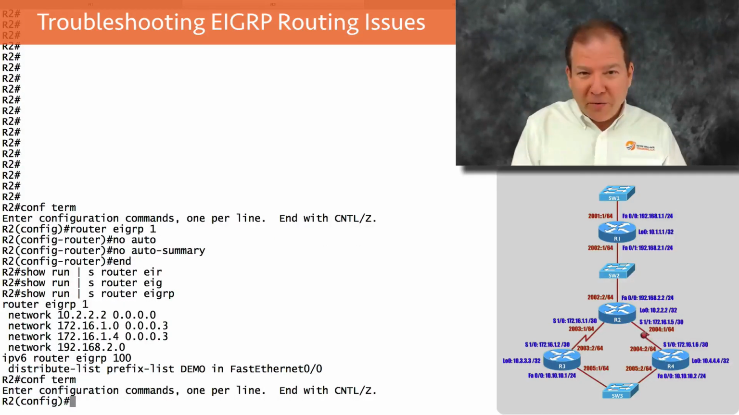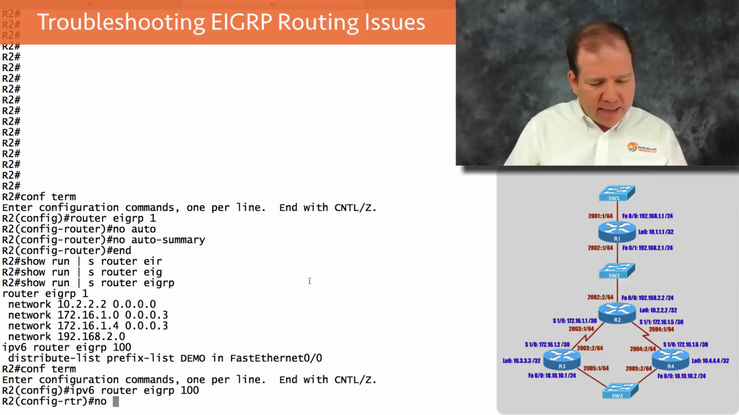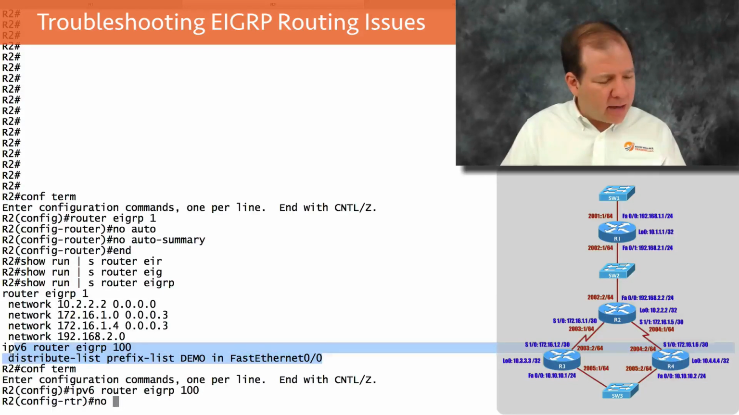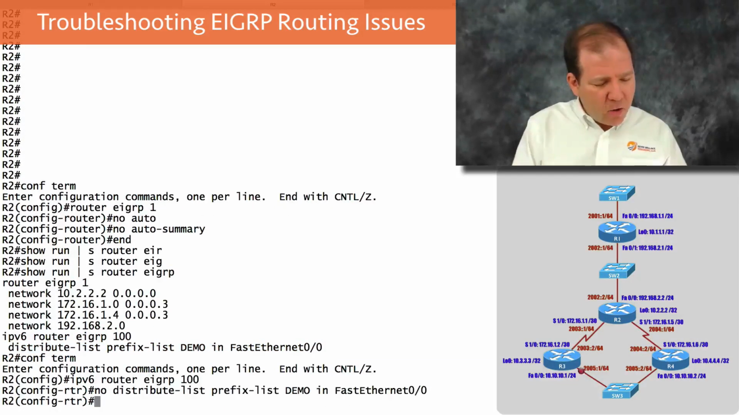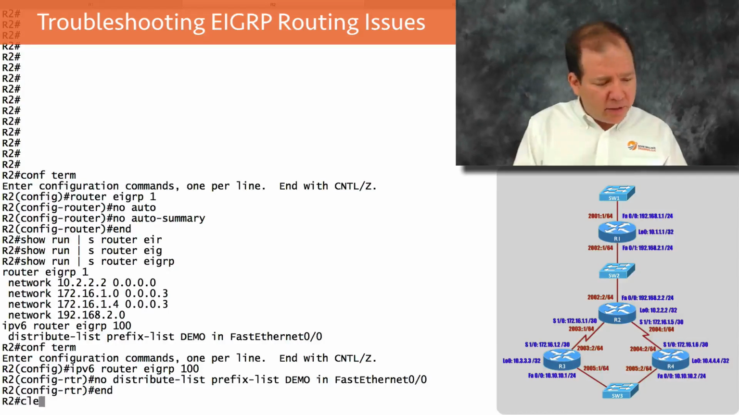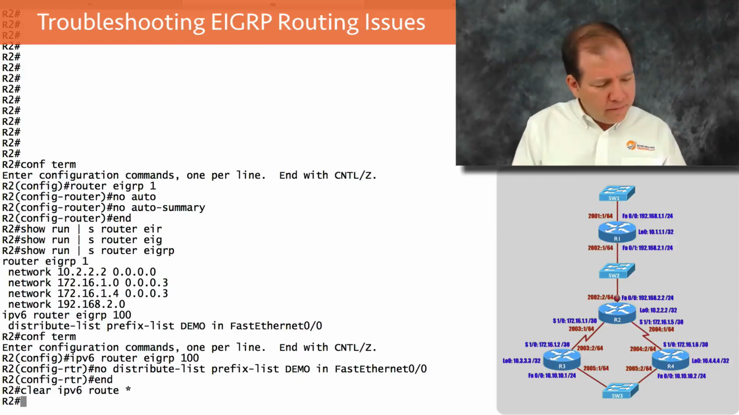Now in the real world, you would want to see exactly what that prefix list being referenced is. Is that appropriate? Do I want to filter that route? But in this case, I know that I don't want to filter any routes, so I'm going to get rid of that. I'll say IPv6 router EIGRP 100, and I'll copy the command and paste it, so I make sure I type it correctly. I'll say no. And just to speed things up, I'll do a clear IPv6 route star.